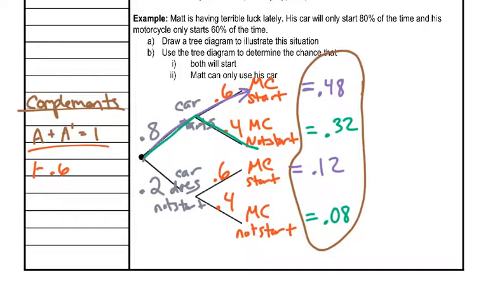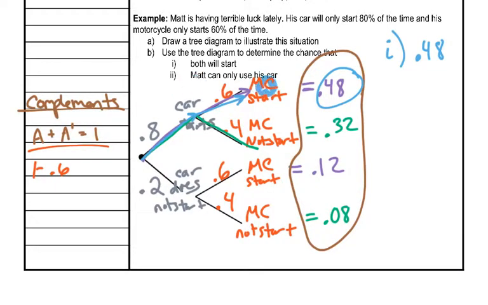Part B says, use the tree diagram, got it, to determine the chance that both will start. So if both things are going to start, then we would be following along this branch here. The car starts and the motorcycle starts. So we've already determined by the multiplication that the answer to problem I is 0.48. So this decimal is a 48% chance that these things will both start.